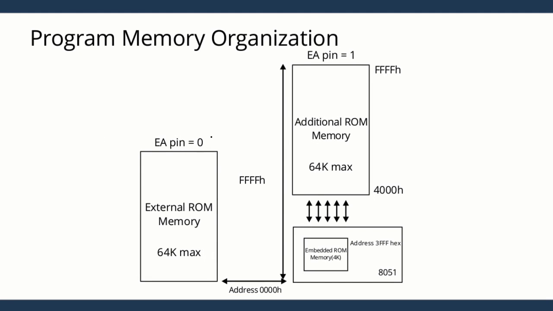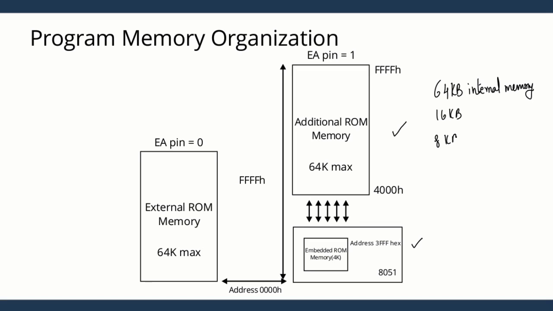So we have this program memory organization. Now what is happening is the 8051 has embedded 4 KB of memory. And you can have additional extra memory, up to 60 KB or 64 KB. Nowadays, most of the 8051 will have 64 KB of internal memory most of the time. Or you can have choices of 16 KB or 8 KB or even 4 KB.